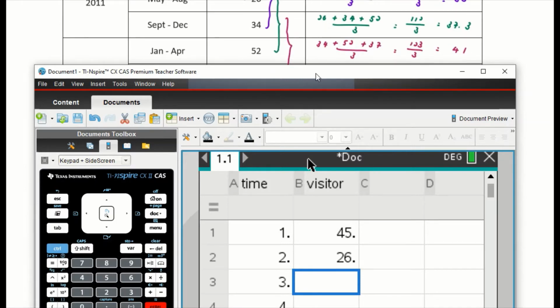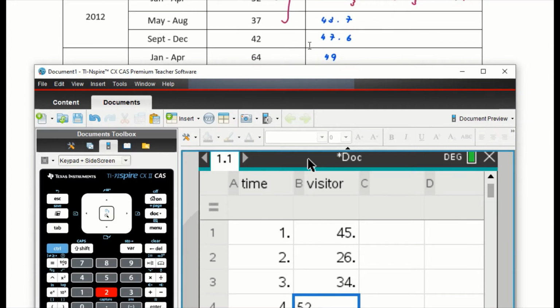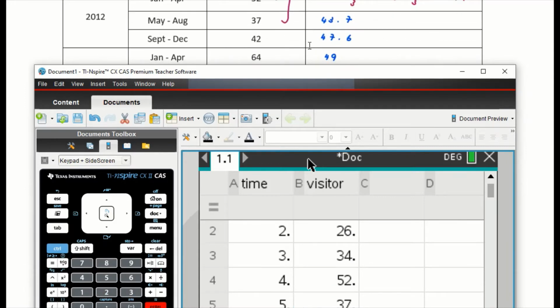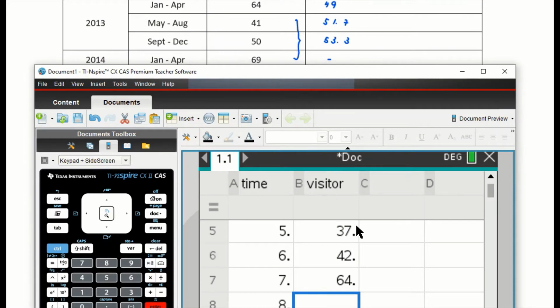We have 34, 52, 37, and then the next one is 42, 64, 41, 50, 59. All right, sorry, the last one is 69.